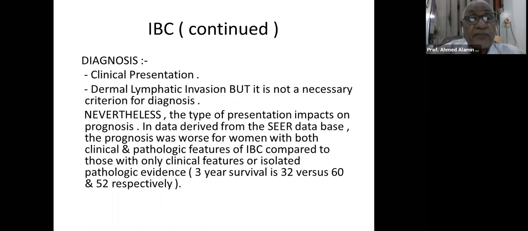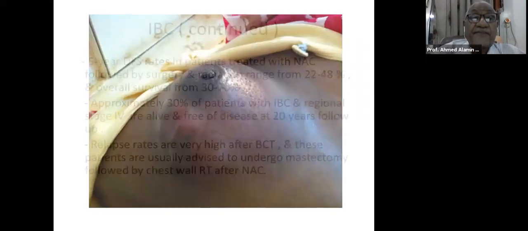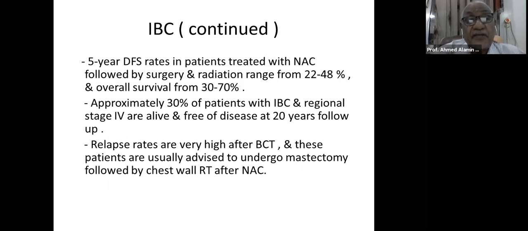And diagnosis depends on the clinical presentation, as we mentioned before, plus biopsy. Five-year disease-free survival in patients treated with neoadjuvant chemotherapy followed by surgery and radiation ranges from 22 to 48%, and overall survival from 30 to 70%. Approximately 30% of patients with inflammatory breast cancer who are stage 4 are alive and free of disease at 20 years follow-up. Relapse rates are very high after breast conserving surgery, and these patients are usually advised to undergo, as we mentioned before, mastectomy followed by chest wall radiotherapy after neoadjuvant treatment.